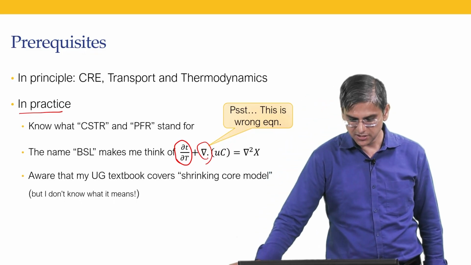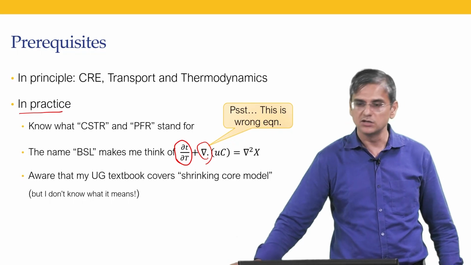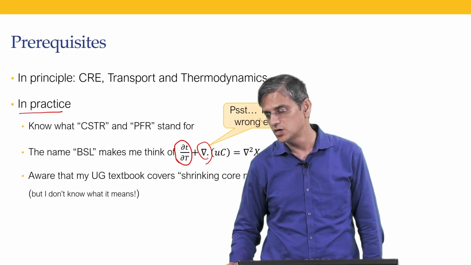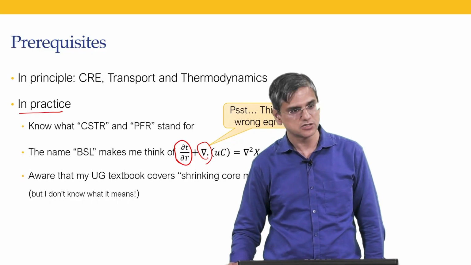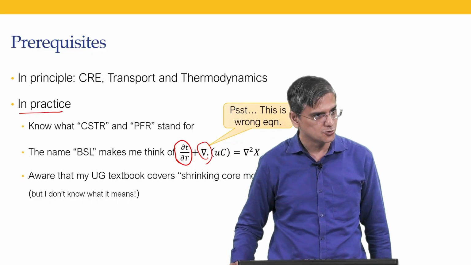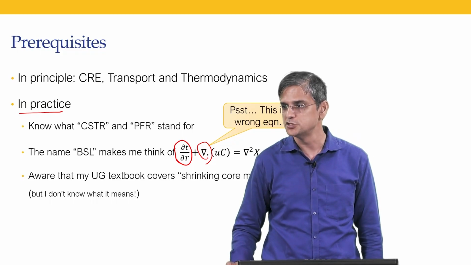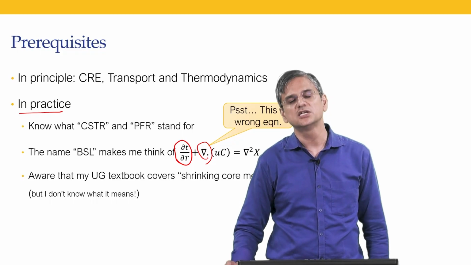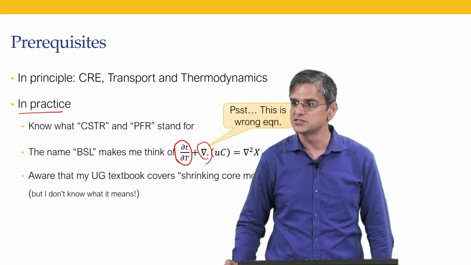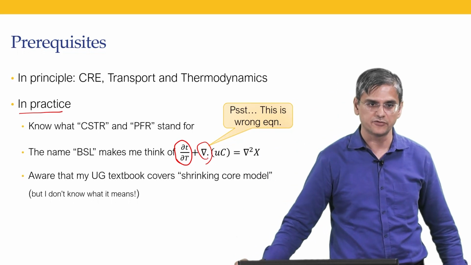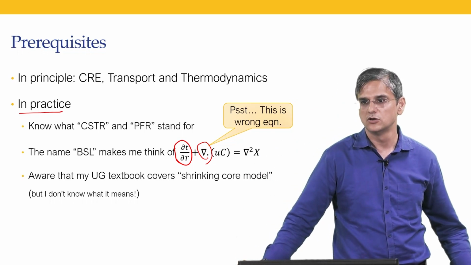Be aware that an undergraduate textbook has something called shrinking core model, something called Langmuir-Hinshelwood model and so on. You need not know what shrinking core is, you need not know the terminology Langmuir-Hinshelwood as well. Just be aware that terms like this exist somewhere in the textbook. That's all I expect from you with respect to background.